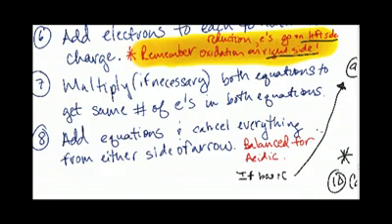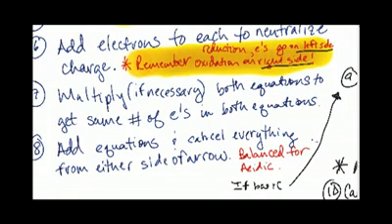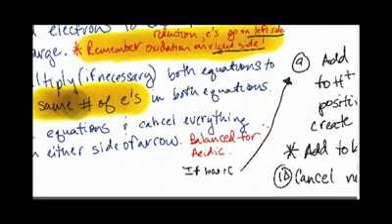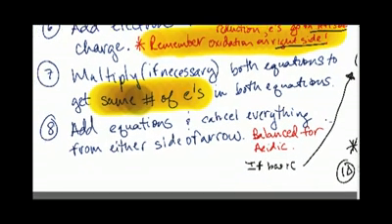Then if you have an unequal number of electrons in both equations, we're going to multiply both equations, or one equation if necessary, by numerical constants so that we get the same number of electrons. Then after you get the same number of electrons, you can add the two equations and cancel everything from either side that can be canceled. If it shows up on either side, just subtract the smaller one from both sides, and you'll be left with the bigger one on its own side. When you're done with that, you're balanced for acidic conditions.